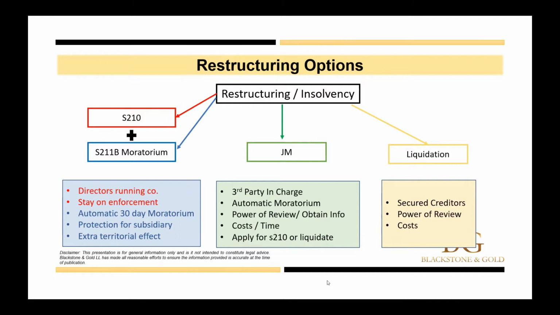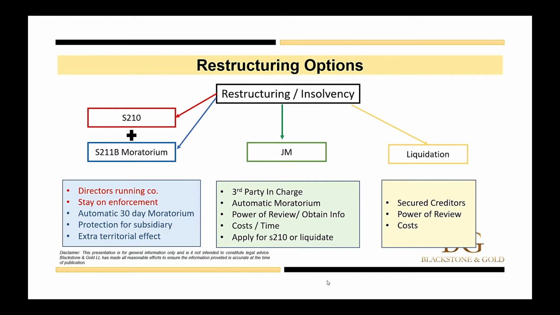What are the traits of a Section 210 scheme and a Section 211B moratorium? I've put it in red in the box below. In a scheme, the directors are running the company, and there is a stay on enforcement from the time a scheme is applied for. What a moratorium does is to enhance it, by the blue bullets in the box. With the moratorium, you get an automatic 30-day moratorium. So from the time you apply for a moratorium, whether you're granted it or not, you automatically get a 30-day moratorium till the time the court hears whether you're granted it or not.